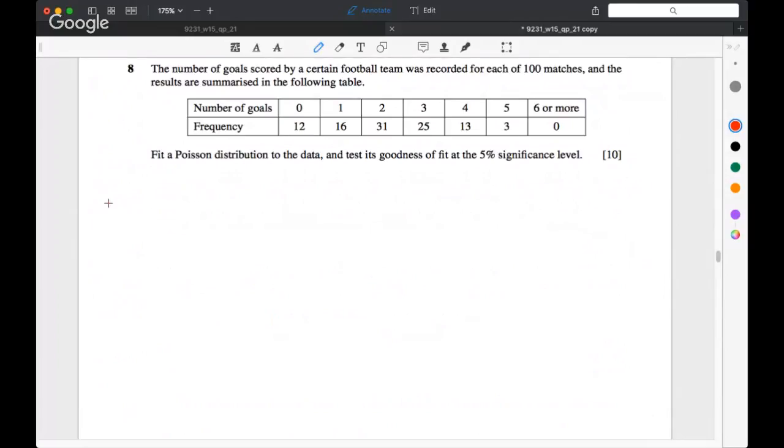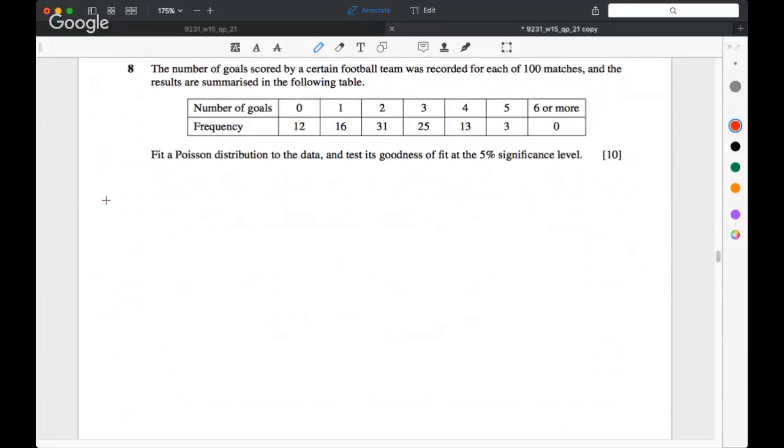Also, where is my... Whoops, I misplaced my sheet for 8. Oh, is this it? Yeah. Okay. So the number of goals scored by a certain football team was recorded for each of 100 matches, and the results are summarized in the following table.